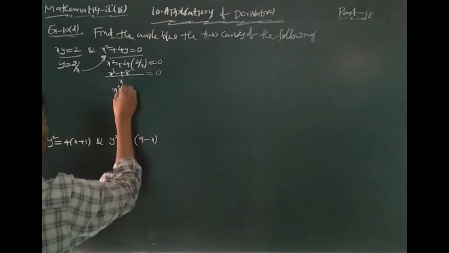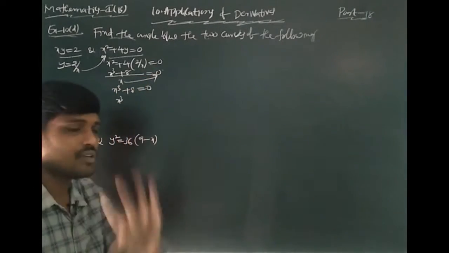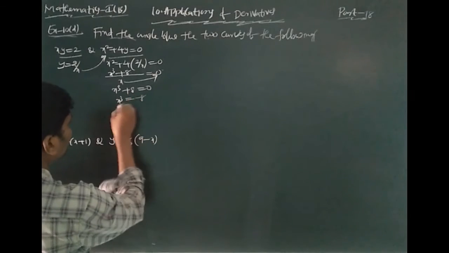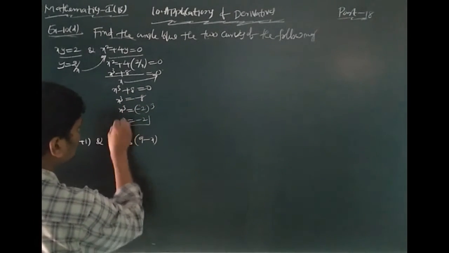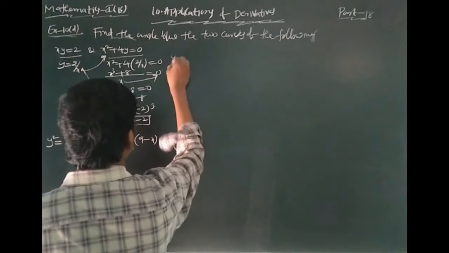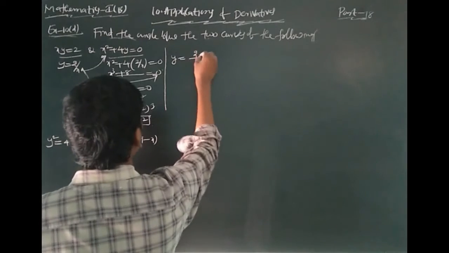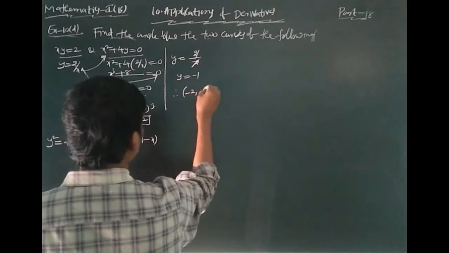x cube plus 8 equal to 0. x cube equal to minus 8. x cube equal to minus 2 cube. x equal to minus 2. Substitute this x equal to minus 2 in this equation, you get y. y is equal to 2 by minus 2. You can write the y value is minus 1. Therefore, the point is minus 2 comma minus 1.